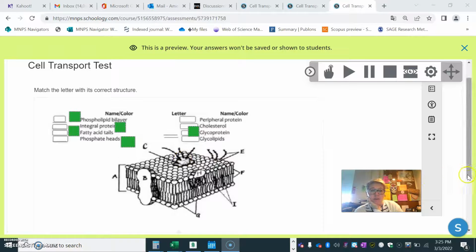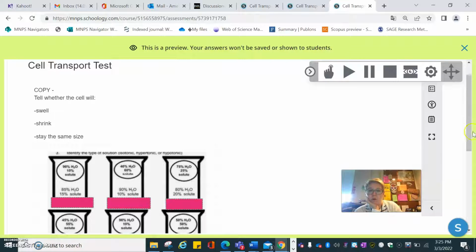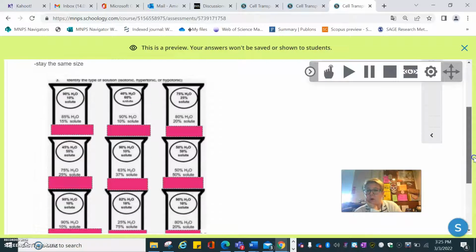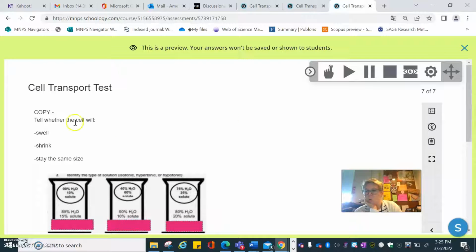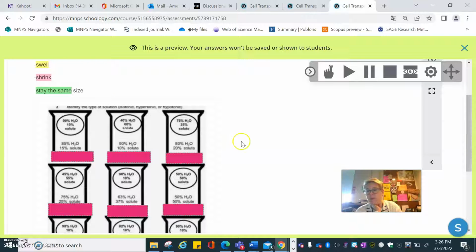All right, this is going to be an explanation video for the last problem. Tell whether the cell will swell, shrink, or stay the same. Again, this has to do with the amount of water inside the cell and outside the cell.